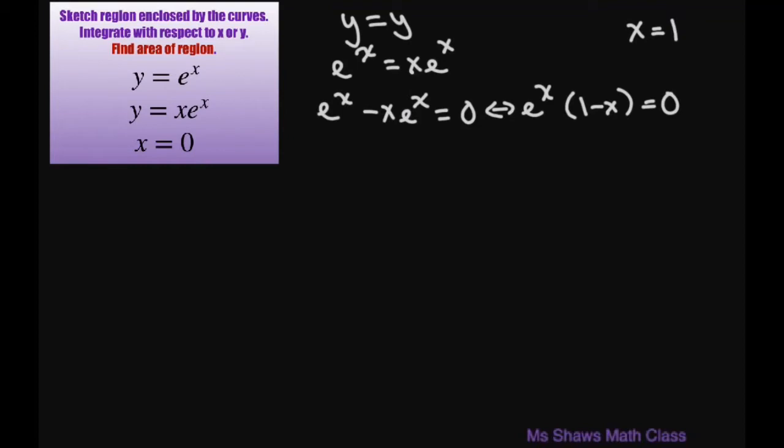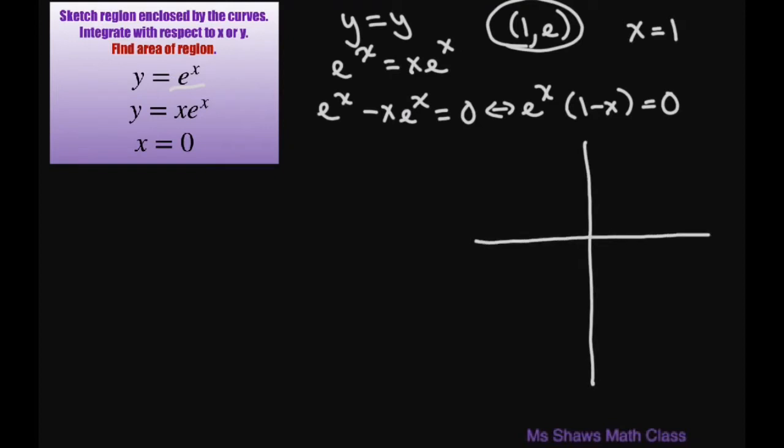So when x is 1, you substitute it back in. We have e. Remember, e is about 2.718. All right, so that's where they're going to intersect, right here. Now, let's go ahead and graph these, or sketch them. So let's do a little graph.